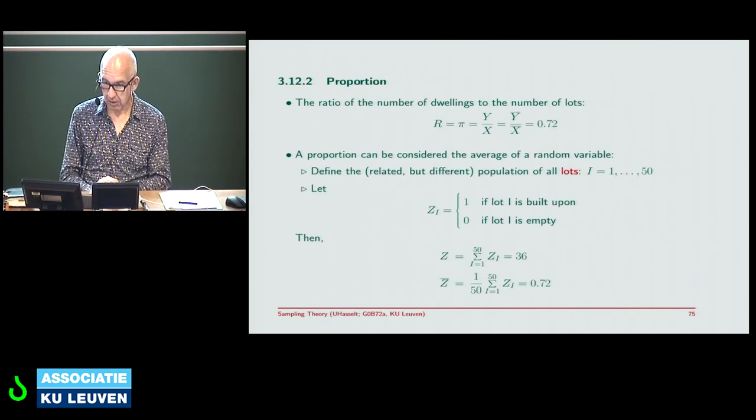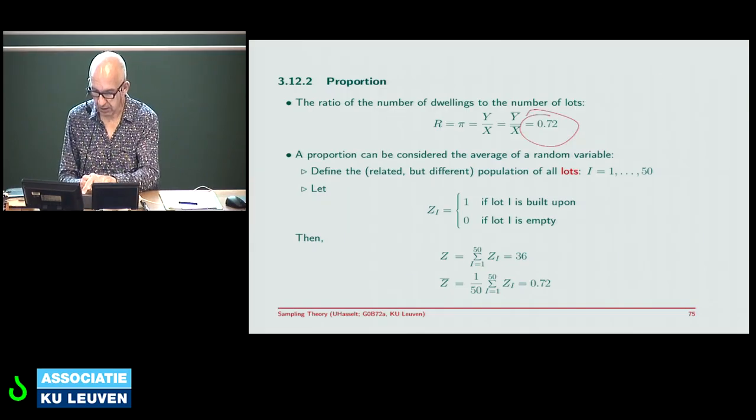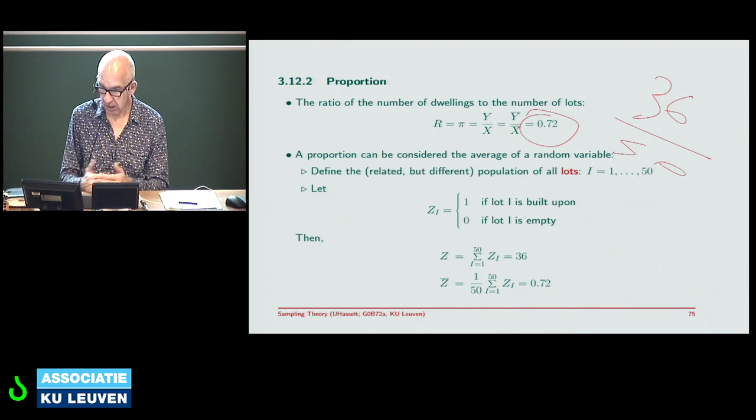Okay. Because we have 2 variables, the concept of proportion comes on the table very naturally. So we could define the proportion of building lots on which there is a building, and that's 72%. 36 divided by 50 is 0.72, or 72%.